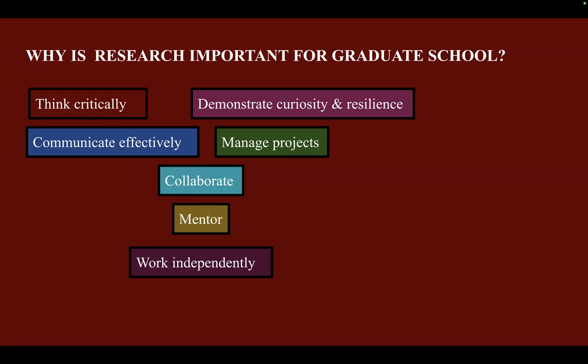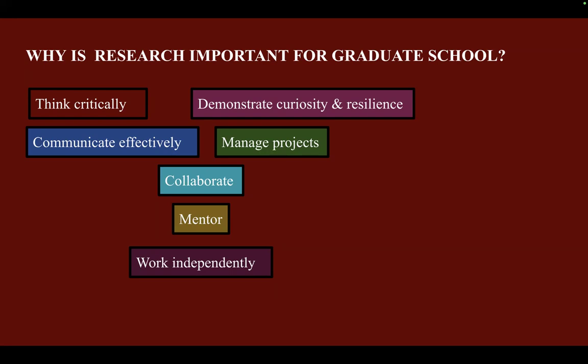Another big part of research is communicating effectively. Researchers must explain their ideas clearly through presentations, posters, and discussions, and learning to communicate complex information to a much broader audience is essential beyond grad school, because ultimately this research is going to be used to help people, and you must find a way to explain that to them.